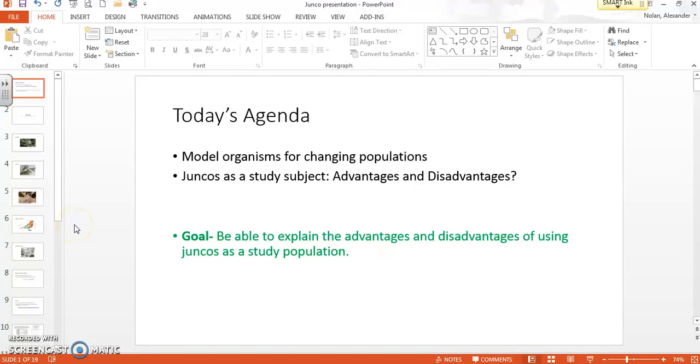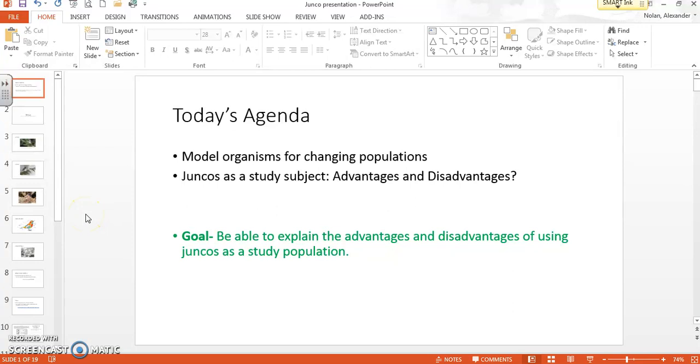Nolan, and I just want to get you caught up to speed with what we've been doing this week. We have been looking at some new interesting model organisms in order to study populations changing. And so we want to talk a little bit about that. In particular, one of those model organisms that we're going to be looking at is a special kind of bird called Juncos. So we're going to talk about Juncos as a study subject, what's good about it, what's not good about it, and also what are some things that we can start to pick out right away that we might be able to learn about changing populations by watching Juncos.